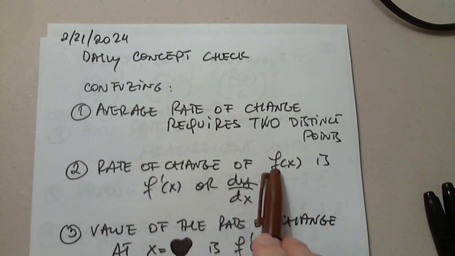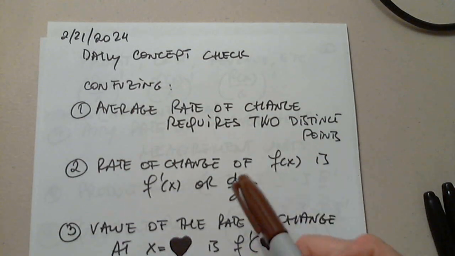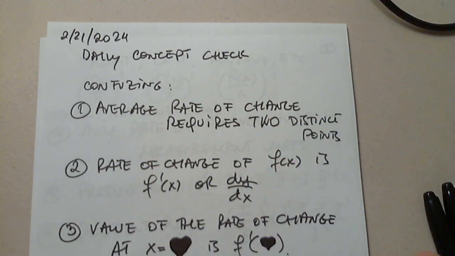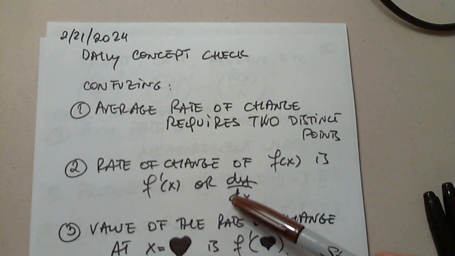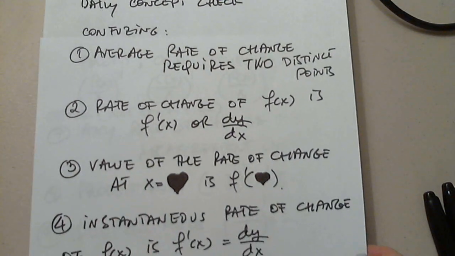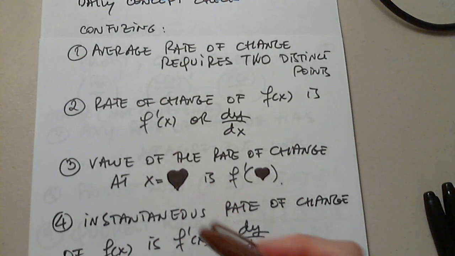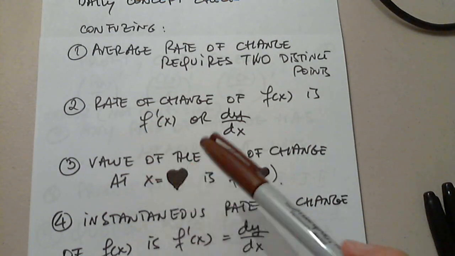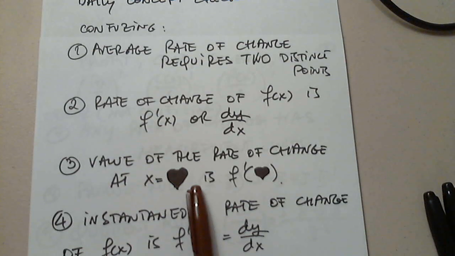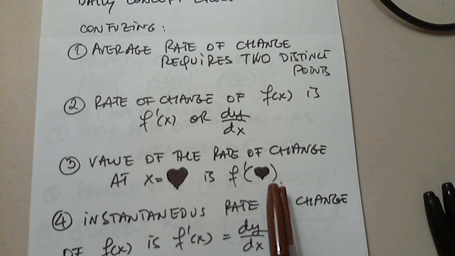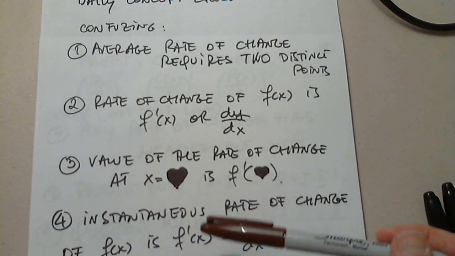The rate of change of f of x is f prime. So if we are given a function and we're asked to find the rate of change of this, you know that you have to find f prime or dy by dx. They are the same. The value of the rate of change at x equals, I didn't know what to put, so I put a heart for you. So the value of the rate of change at x equals whatever you want is f prime of that. The instantaneous rate of change of f of x is the same as this.